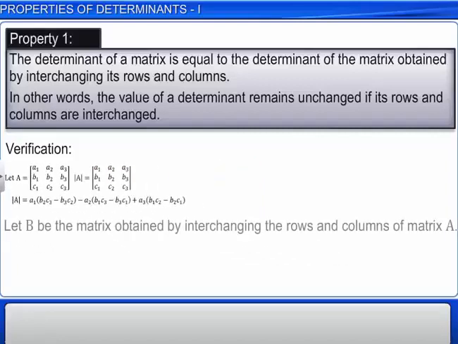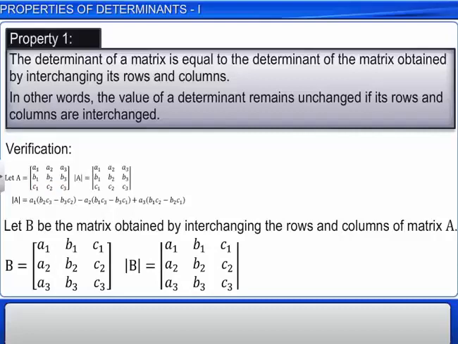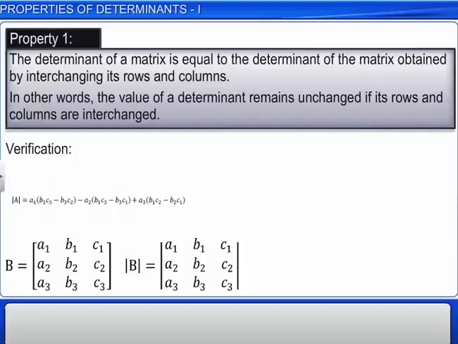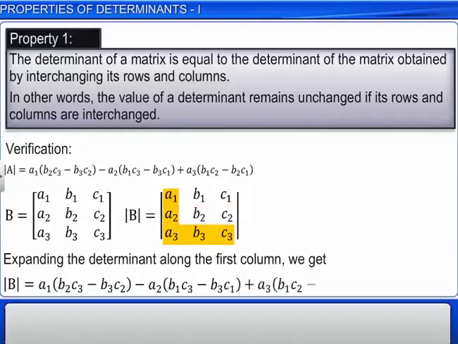Now, let B be the matrix obtained by interchanging the rows and columns of matrix A. To verify the property, we have to show that on expanding determinant B along any row or column, we get the same value as we get on expanding determinant A. So, let's expand determinant B along the first column. Observe that we get the same value as we get on expanding determinant A.